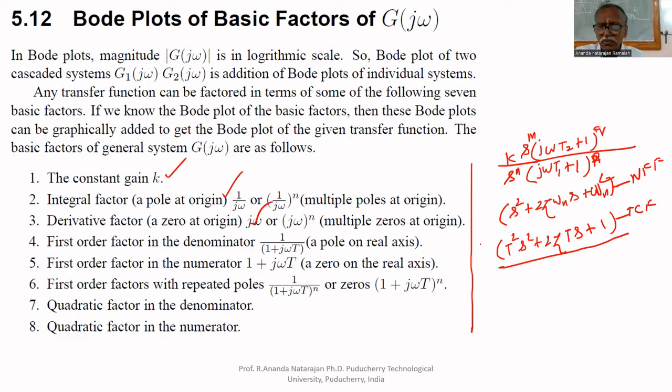So if you write the second order transfer function in time constant form, it may be tau square s square plus 2 zeta tau s plus 1. It may be in the denominator or numerator. These are the fundamental factors you may obtain for a given transfer function. If you know the plot for all these fundamental factors, you can draw the Bode plot. So let us see one by one how to draw the Bode plot for each factor.